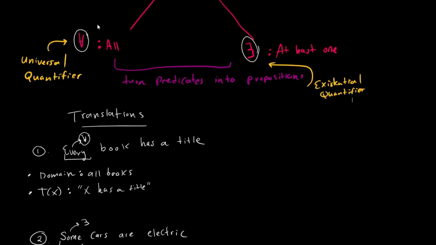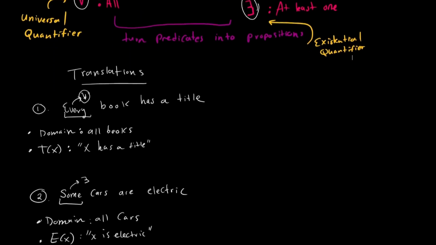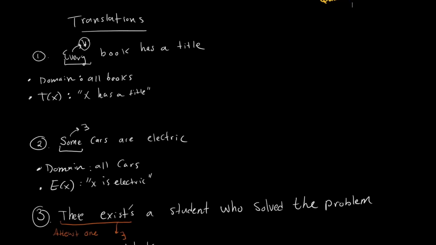Okay, so now since we know what these symbols' names are, let's move on to translations. I've written down the domain and the predicate here, and we're trying to translate this. The question states this: every book has a title. Since we're looking at the word every, this means we're looking at the universal quantifier. And since our predicate is T(x), x has a title, we're going to have the universal quantifier for T(x). The reason we're doing this is because it says that every book has a title. So therefore, this should be our answer.